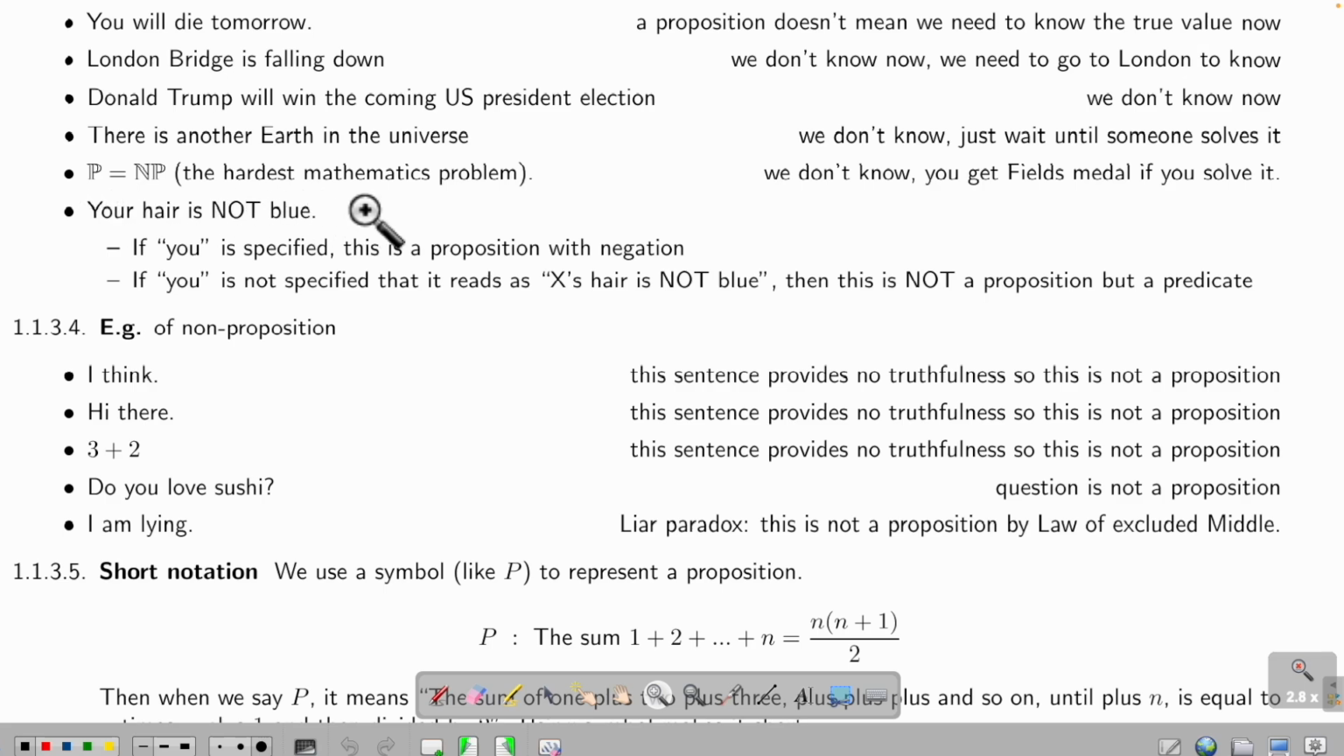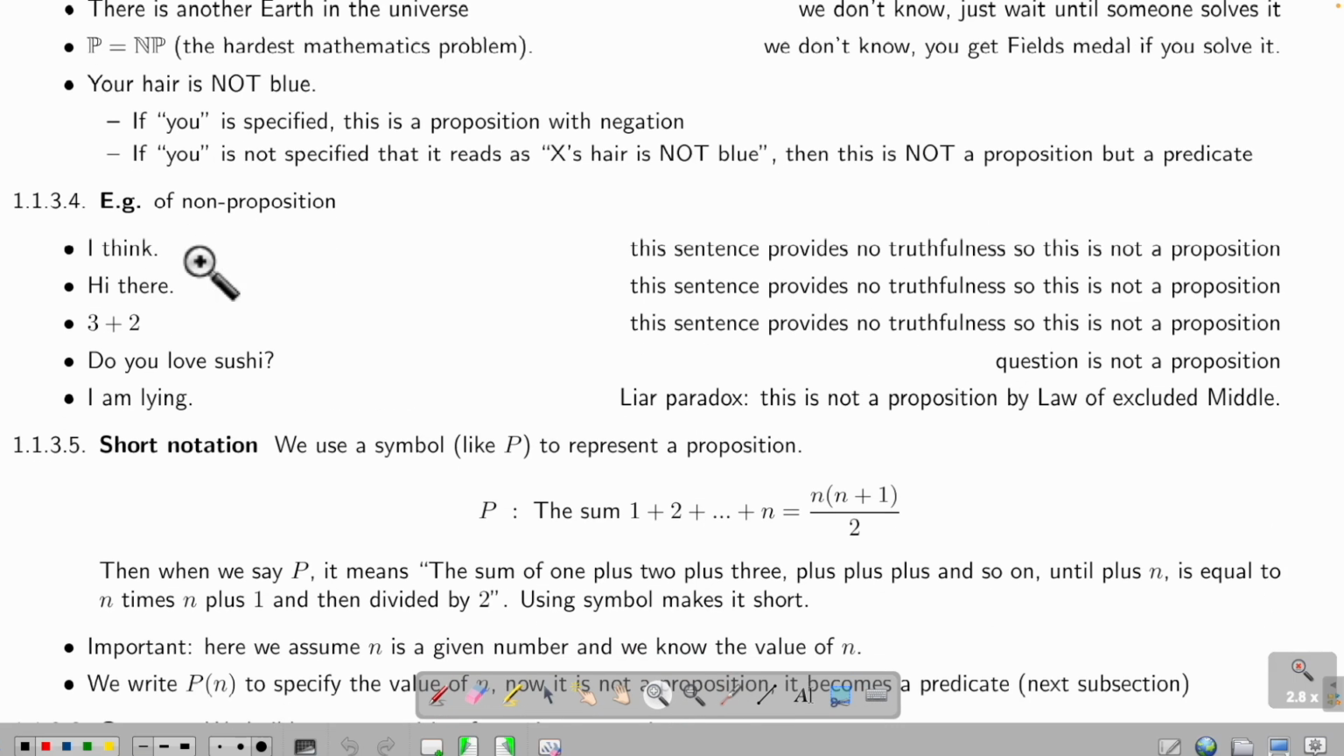And then P equals NP. I can tell you this is the hardest mathematical problem in the world. If you know whether it is true or false, you get a Fields medal. So this is an example saying that there are some propositions, meaning either true or false, but we don't know. Maybe we don't know now. Maybe we can know it 10 years later. It may be 1 million years later, or maybe forever. We can never know. Okay, that's the definition of a proposition.